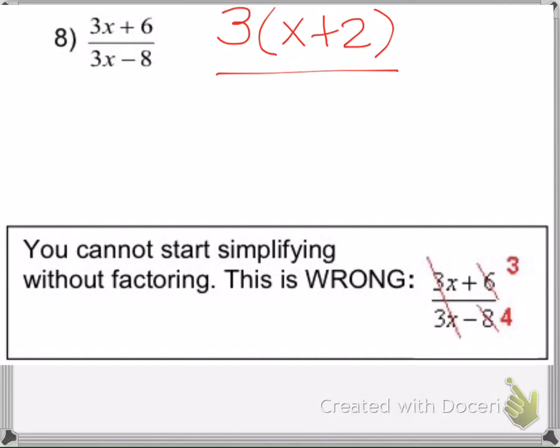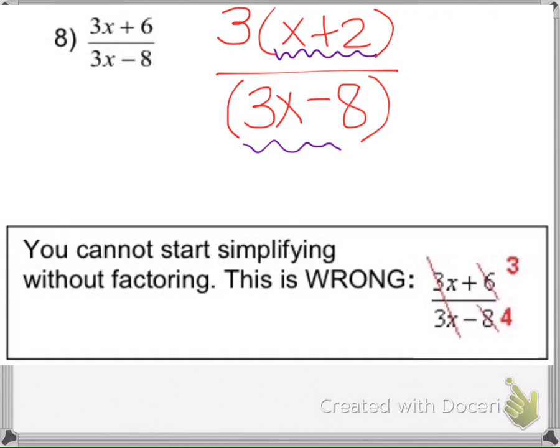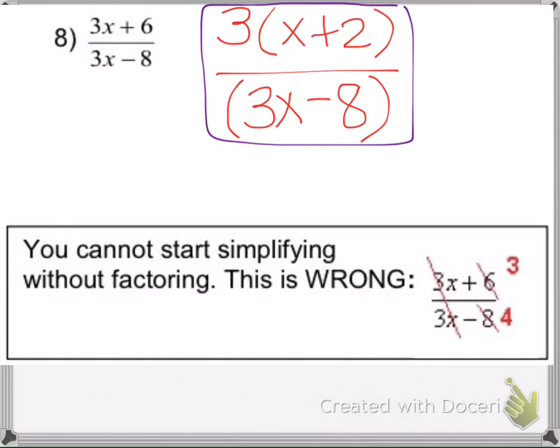3x minus 8, there is no GCF. I'm going to put it in parentheses to remember it's together. And then we can only cross out if there was an x plus 2 and this was x plus 2. So there's nothing we could do here. That's it. It can't be simplified.